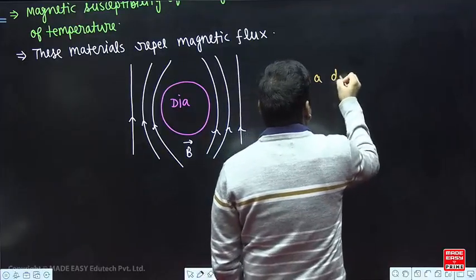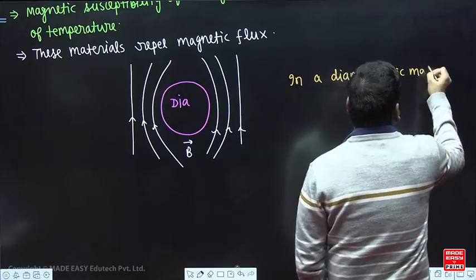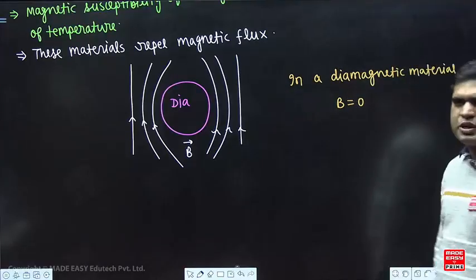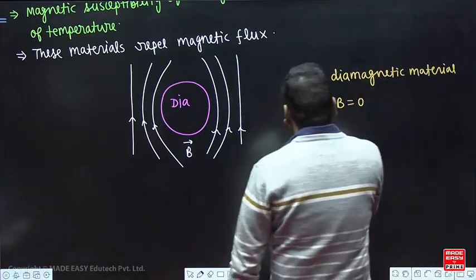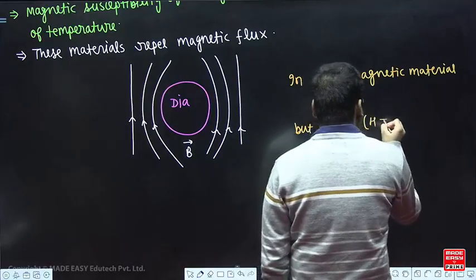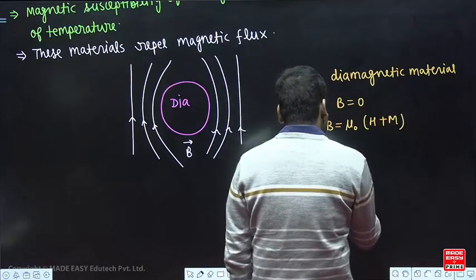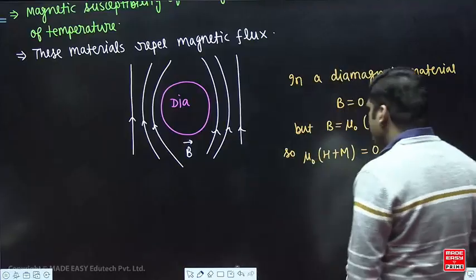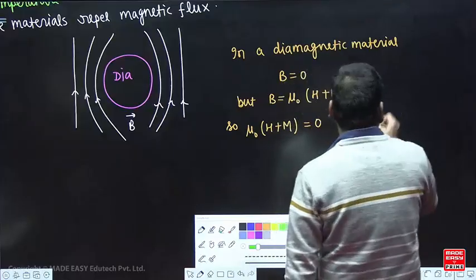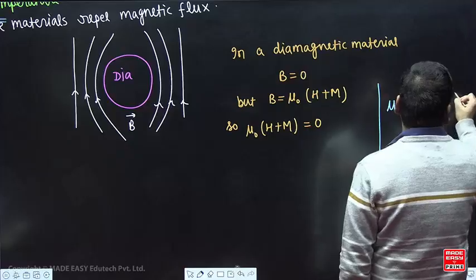So in a diamagnetic material, B is equal to 0. There is no flux inside, it has repelled everything. But B is equal to mu naught times (H plus M). So we have mu naught (H plus M) equal to 0. Mu naught cannot be 0. Mu naught is a universal constant. The value of mu naught is always 4 pi into 10 raised to the power minus 7 Henry per meter.